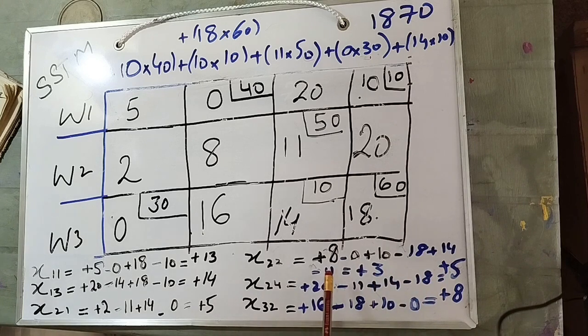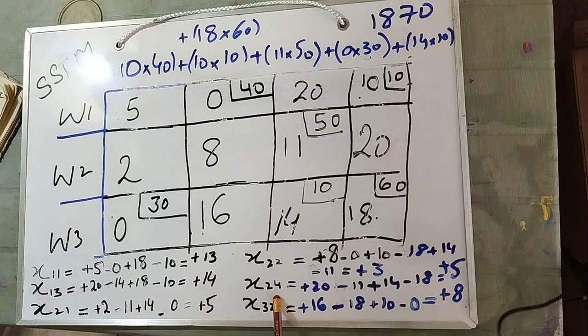Good to go. So when we calculate plus 8 plus 10 minus 18, 0 plus 14 minus 11, plus 3 is remaining. So plus 3 is the positive one. We are fine with this because it is optimal. We do not need any more allocation over here.